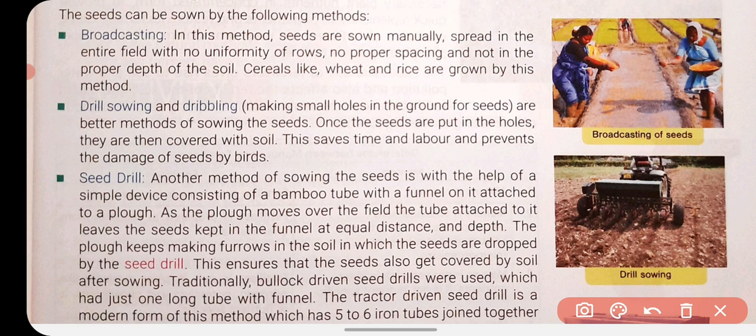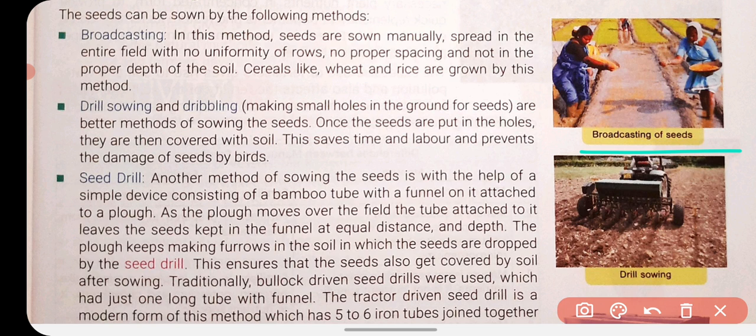Like you can see here in this diagram, broadcasting of seed. Simply we take the seeds in a hand and we spread them into the field without making rows and proper spacing. For example, cereals like wheat and rice we grow in this manner. So broadcasting is the manual way of sowing the seed in which we spread the seed.